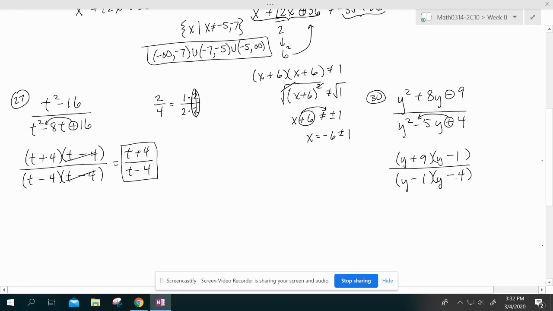4 and 1. Now that I've factored it all up, is there anything I can cancel? So factor and cancel, whatever's left is the answer.